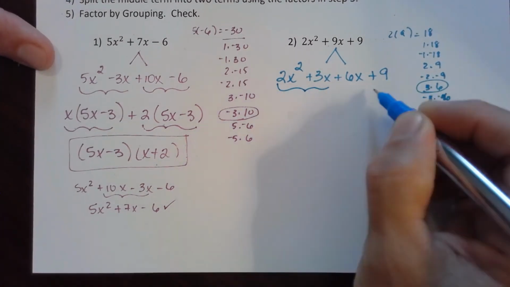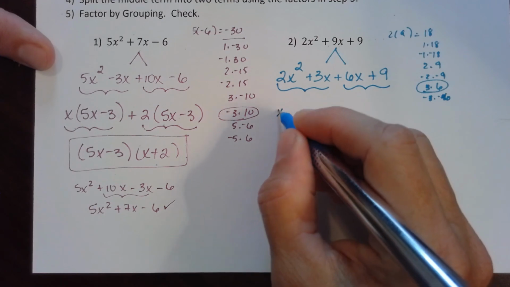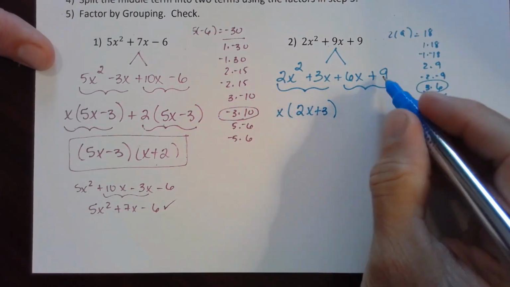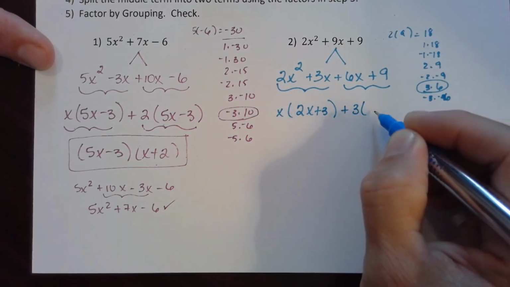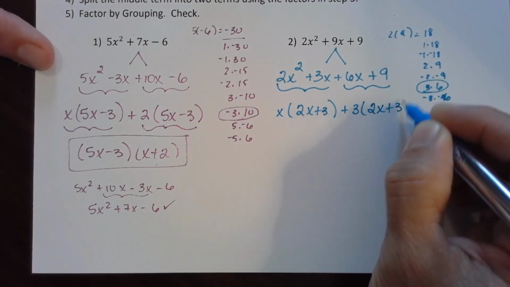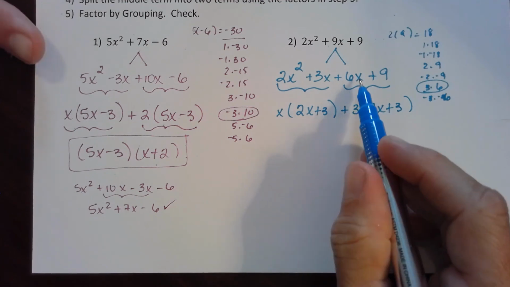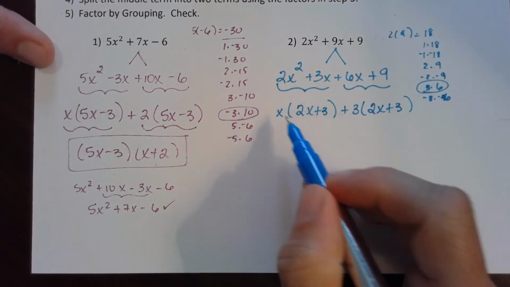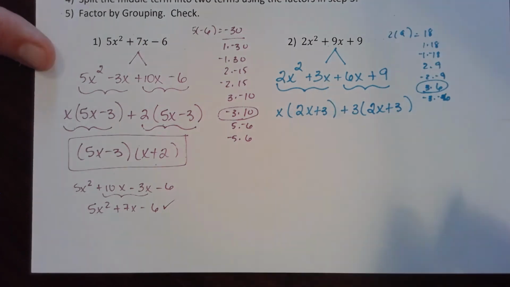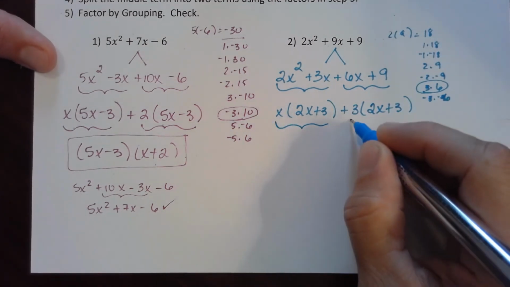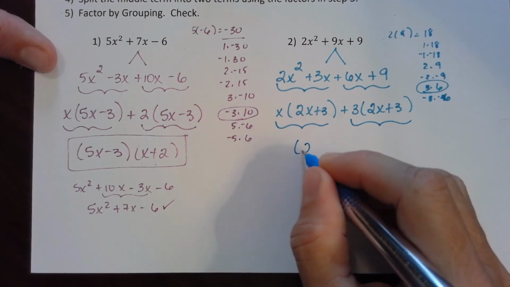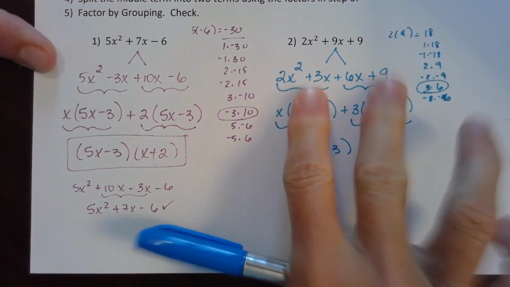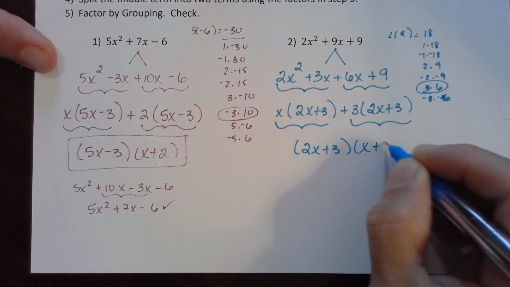In these two, we can factor out an x. We'll be left with 2x plus 3. These two, we can factor out a +3. We'll be left with 2x plus 3. 3 times 2x is 6x. 3 times 3 is 9. X times 2x is 2x squared, and x times 3 is 3x. So it does work. Our GCF is 2x plus 3. If you factor that out, you're left with x plus 3.